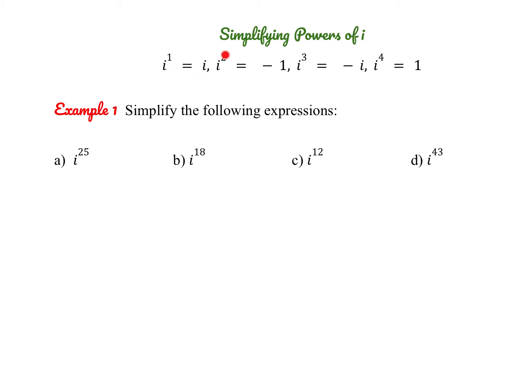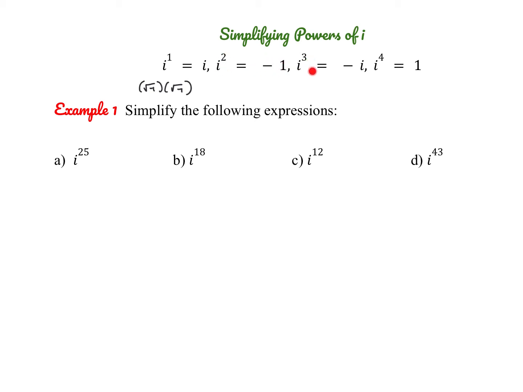Now i squared, we define i squared as -1, because remember i is the square root of -1. So if we said, okay, the square root of -1 times the square root of -1, that's -1. So we call i squared -1. Anytime you see i squared left in your expression, we're going to simplify it to -1.